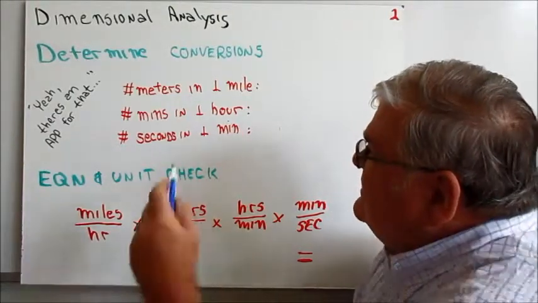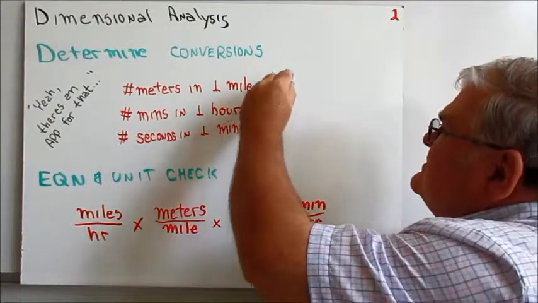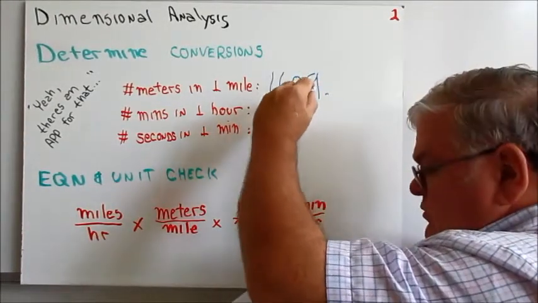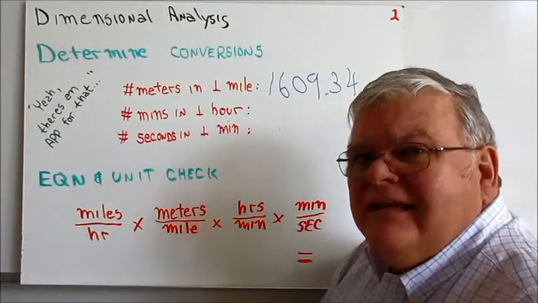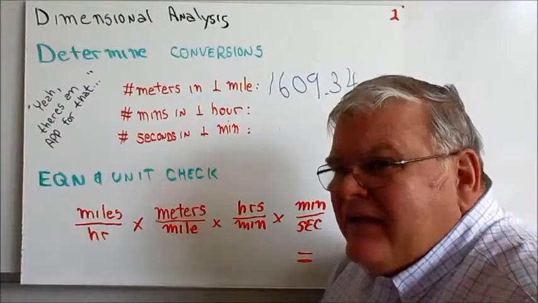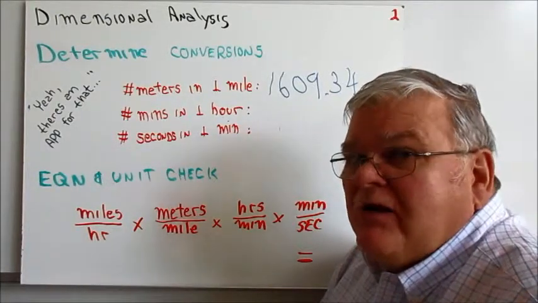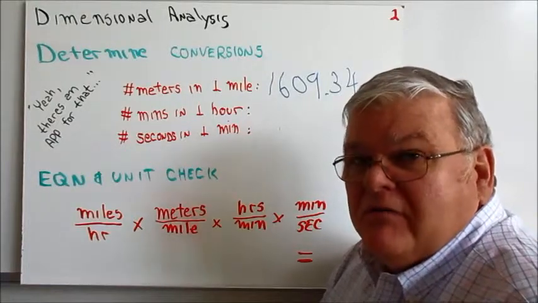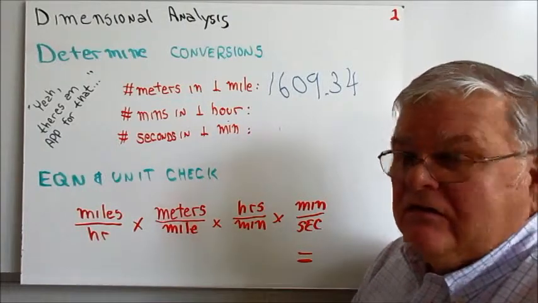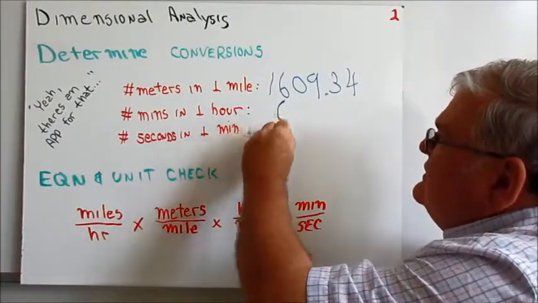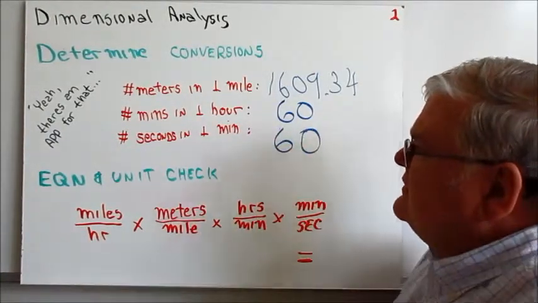Okay, in this case, meters in 1 mile we know is 1,609.34. For this problem, we'll go ahead and leave those decimals in there. But when you're talking numbers this size, miles per hour, that extra 0.34 is not going to make a big difference. Now, the second two, hopefully you know. Number of minutes in an hour, 60. Number of seconds in a minute, also 60.